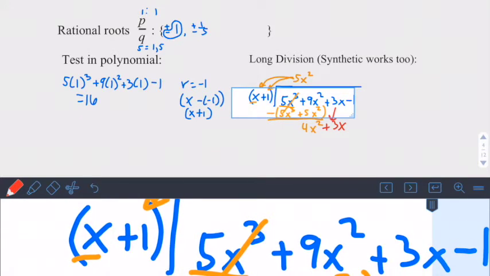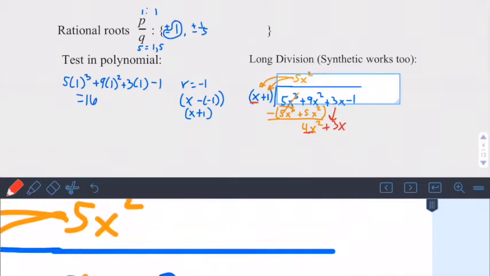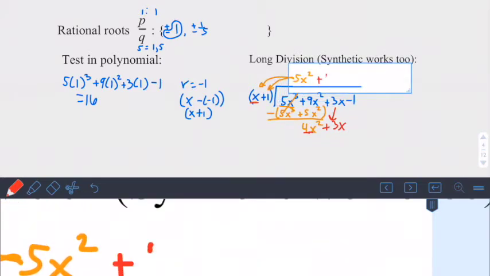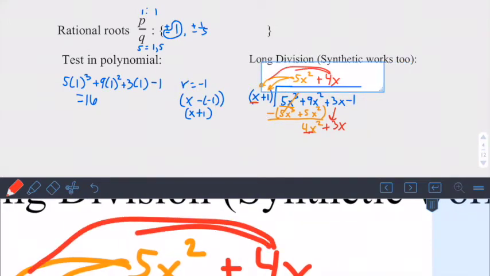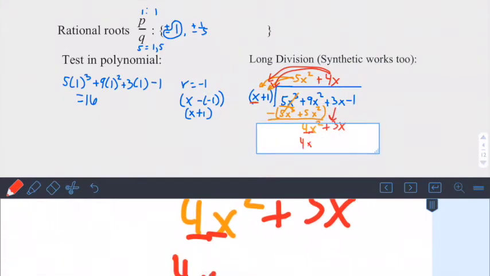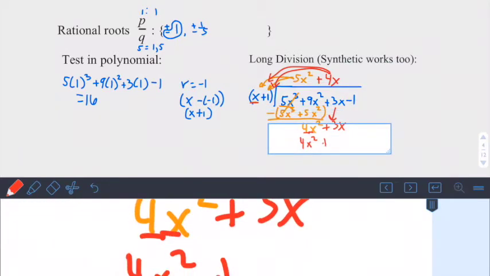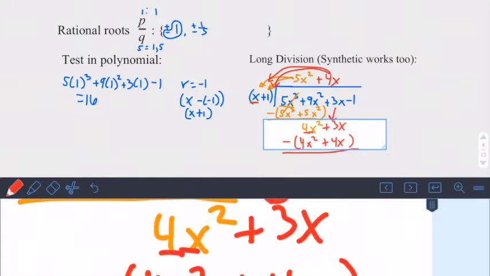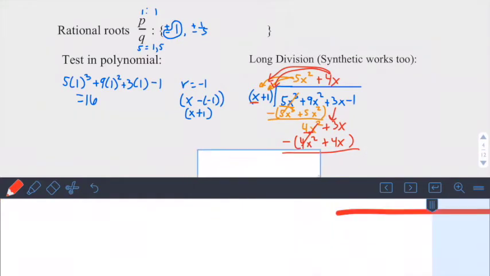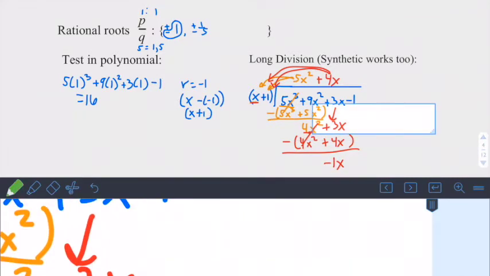And now I want to multiply x to get 4x squared. So I'm going to multiply it by positive 4x. And I'm going to distribute that through. So 4x times x is 4x squared. 4x times 1 is 4x. I subtract both. 4x squared minus 4x squared is 0. 3x minus 4x is negative 1x. I bring down my negative 1.